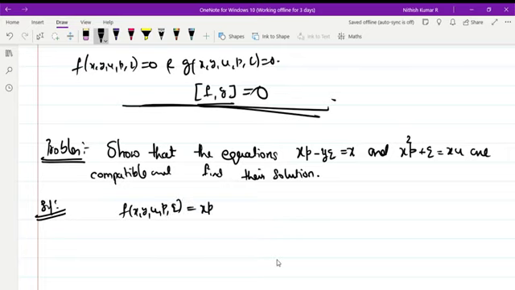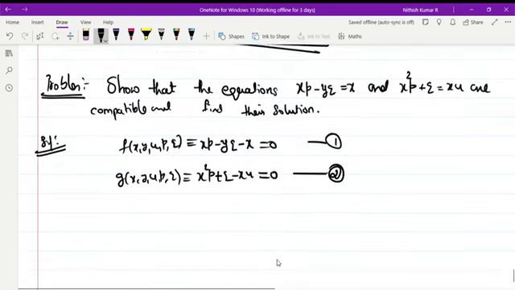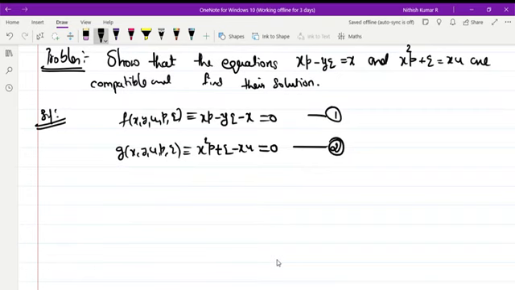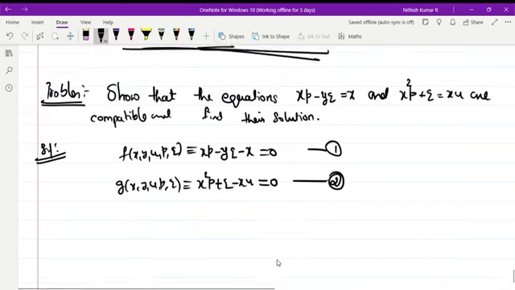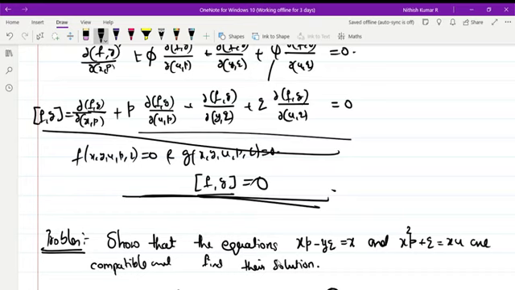So let's take a problem. Show that the equations xp minus yq is equal to x and x square into p plus q, which is equal to xu, are compatible, and find their solution.